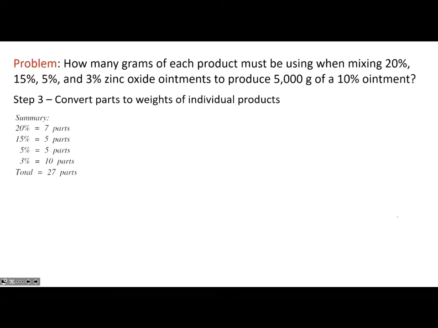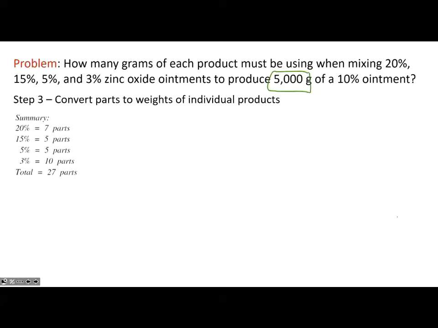Now, let's do what we didn't do before. Let's actually go ahead and determine the weights of each of our ingredients, because I'll remind you, what are we trying to make? Yes, we want 10%, but we want 5,000 grams of 10%. So while I have a recipe that proportions each of these ingredients out, we haven't factored in the total we want to make. So how do we do this?